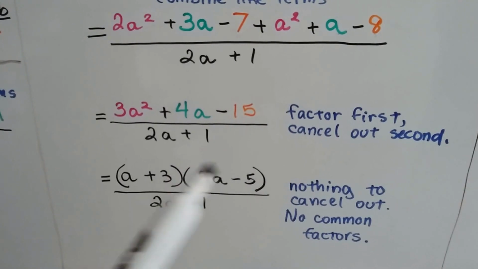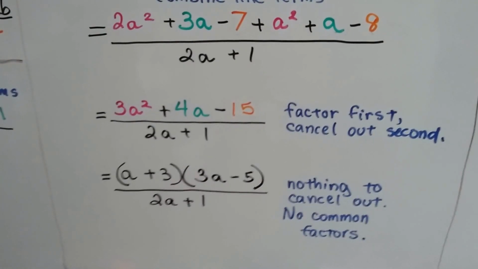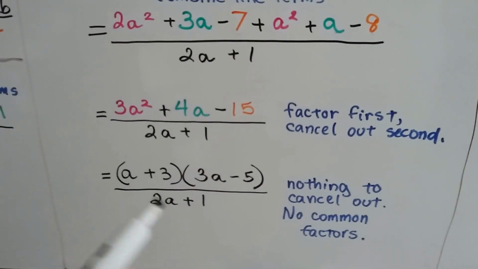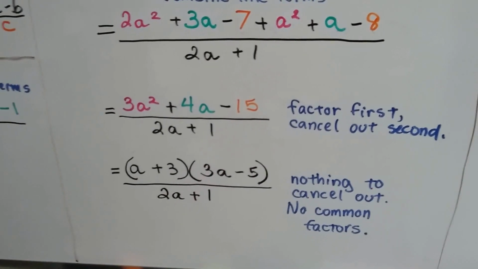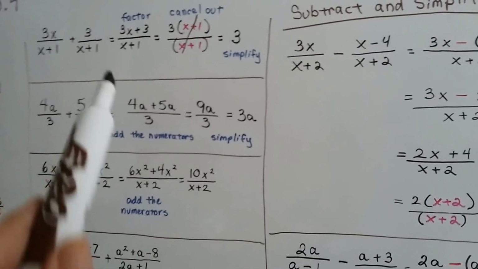So now we've got this as our numerator over the 2a plus 1, and there's nothing to cancel out because it doesn't have any common factors. So we're done. This is as far as we can go. See? It's pretty big for being finished, isn't it? But that happens sometimes. All right, so that was adding with like denominators.